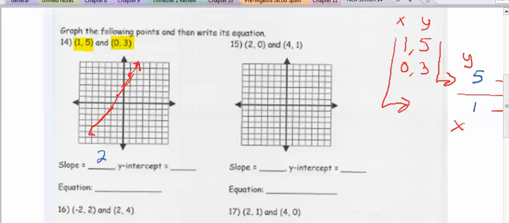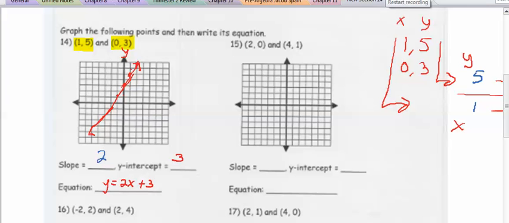And where on the y-axis does the line cross? It crosses right here at the 3. So my y-intercept is 3. So my equation in slope-intercept form is y is equal to 2x plus 3. Okay?